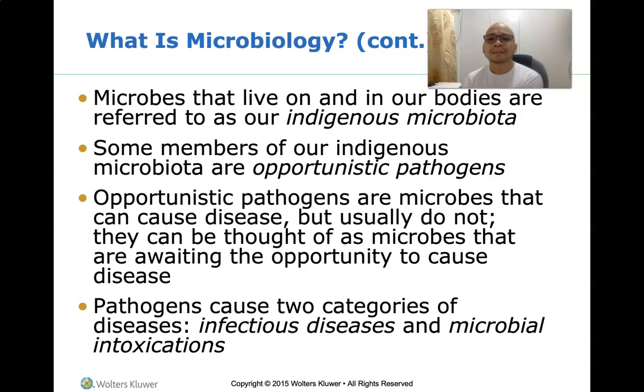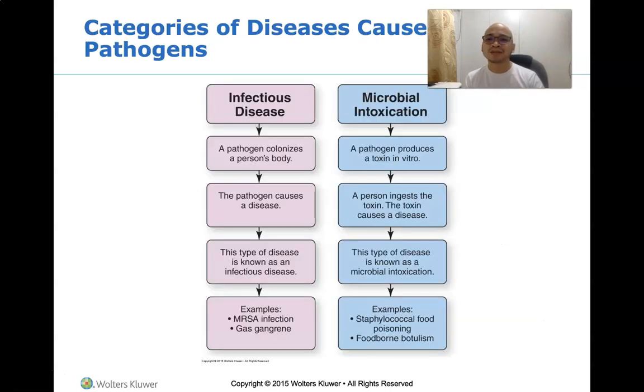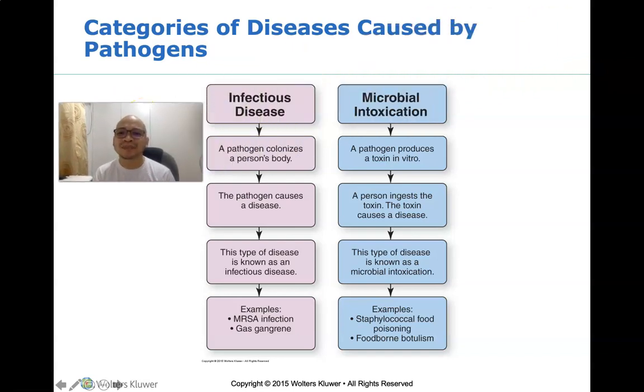Okay? So pathogens, therefore, can be categorized into two types. Those that can cause infectious diseases, and sometimes some of them may even cause microbial intoxications. So what's the difference? When the organisms can cause infectious diseases, what will usually happen is that the pathogen will colonize your body. And after the pathogen has colonized your body, it will cause disease. This type of disease is known as infectious disease.